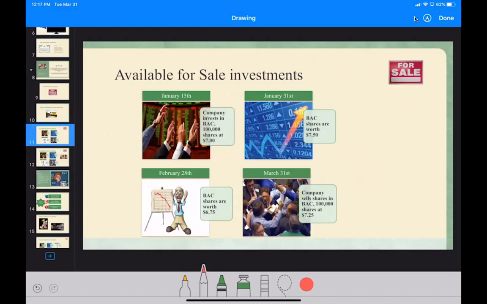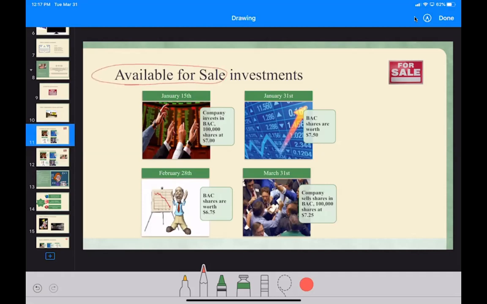So now let's assume that the company's intent is not to hold it for a short period of time to generate a profit. It cannot be classified as held to maturity because equity investment shares don't have a maturity value. There's no date when they say, okay, Bank of America's closing, so everyone, here's your money back. There's no end date to it. So therefore we're going to account for it as available for sale.